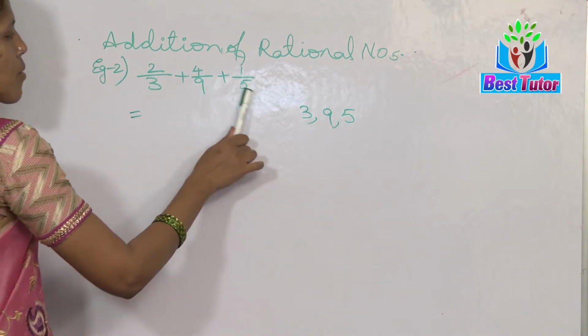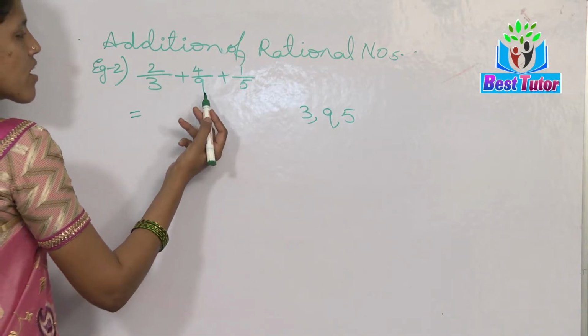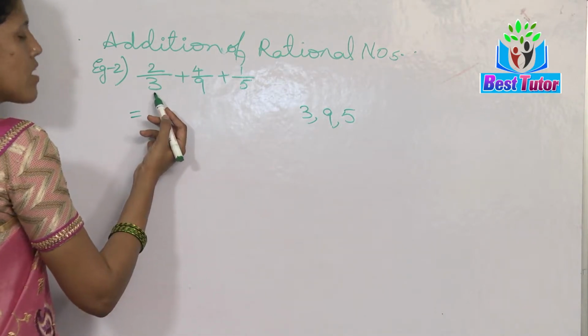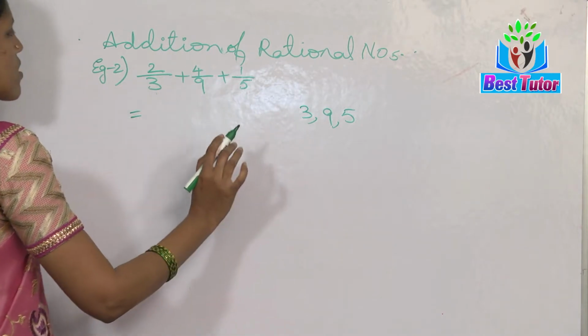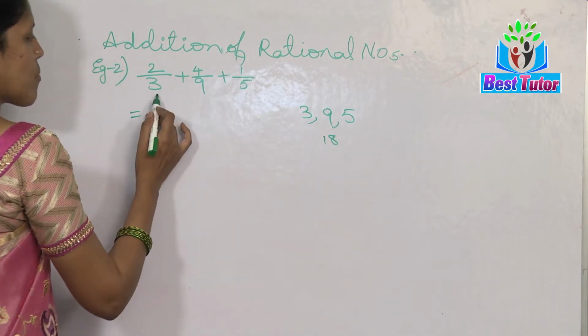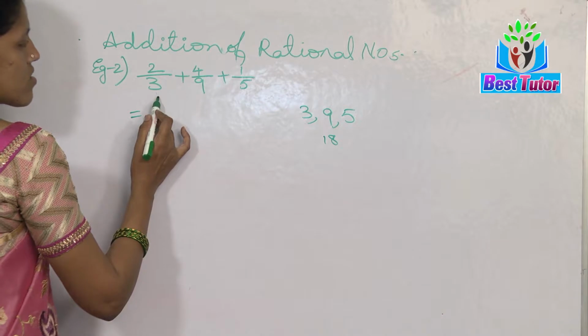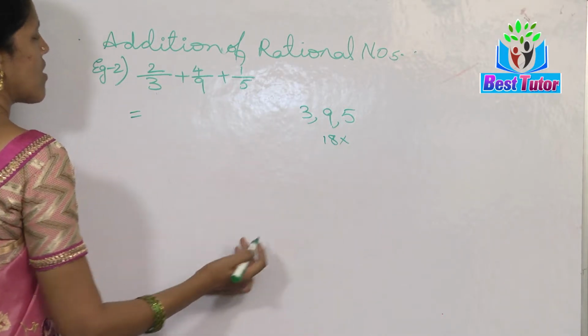The highest denominator is 9. Let us read out the 9 table. 9 ones are 9. Is 9 divisible by 3? Yes. Is 9 divisible by 5? No. So 9 is not the LCM. 9 twos are 18. Is 18 divisible by 3? Yes, 3 sixes are 18. But is 18 divisible by 5? No. So 18 is not the LCM.